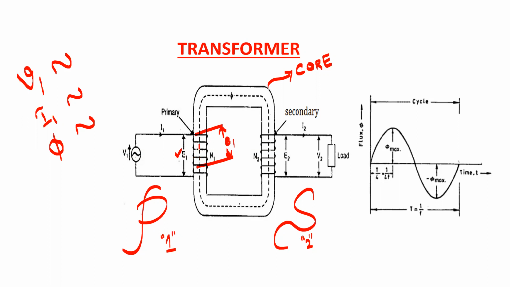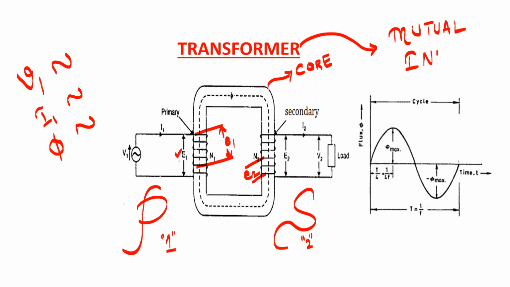In a similar fashion, the same amount of flux travels to the other side and cuts the other side's number of turns, N2, and we can develop a secondary induced EMF E2. E1 stands for self-induced EMF. E2 stands for mutually induced EMF. Without this flux, we can't develop this mutually induced EMF. The transformer works on the principle of mutual induction, or Faraday's laws of electromagnetic induction.